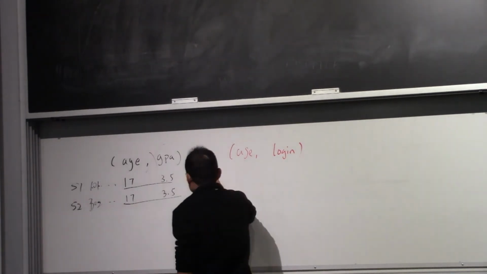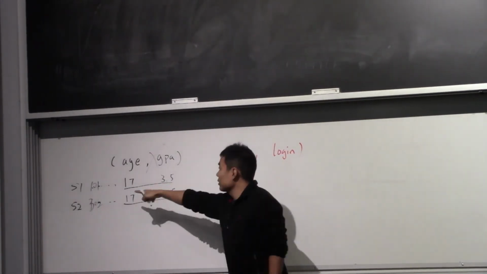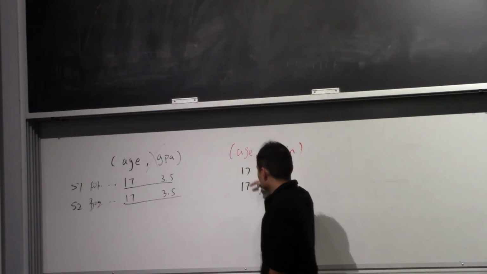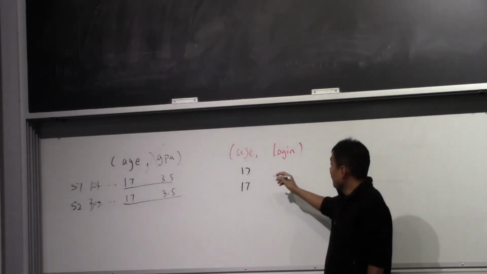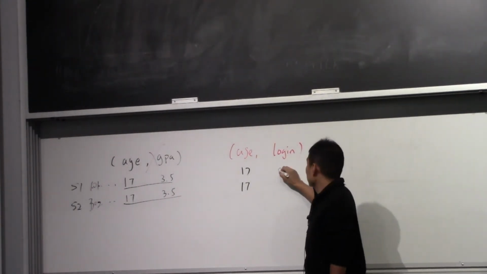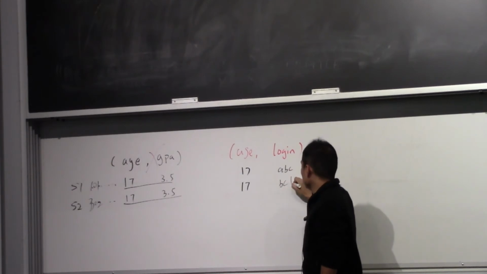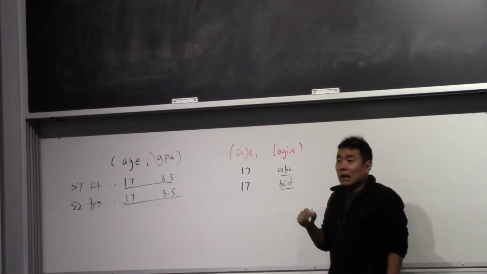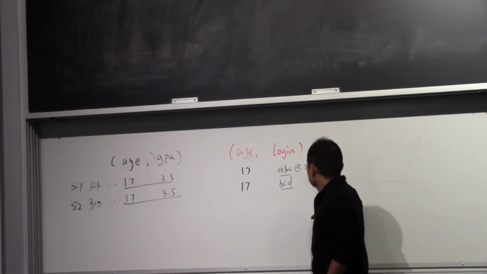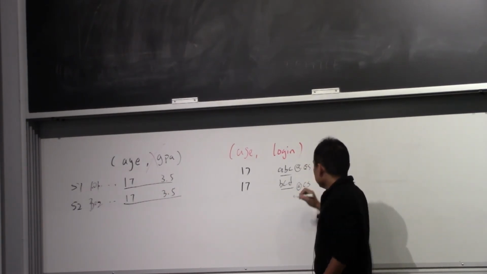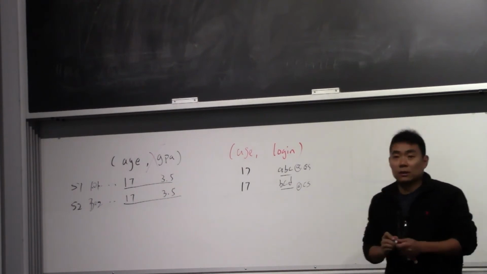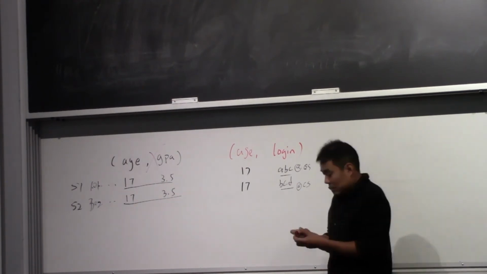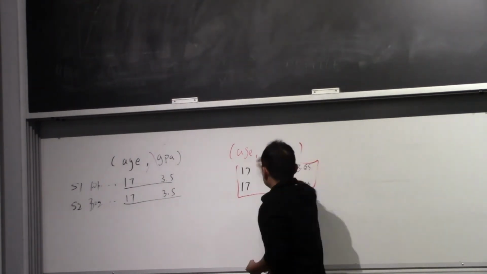What that means is, extending this example, two students can still have the same age value, but their login must be different. This is ABC, this is BCD, for example. They cannot have the same login at, for example, CS. Right? So this becomes a superkey.